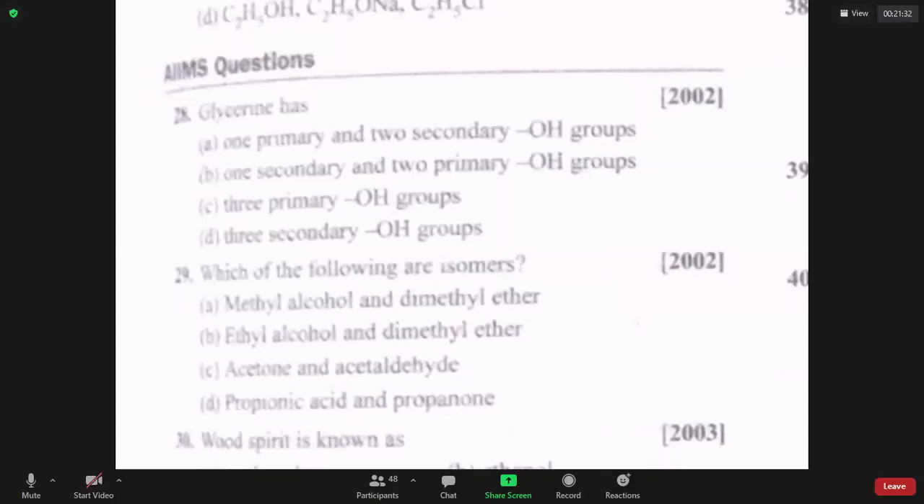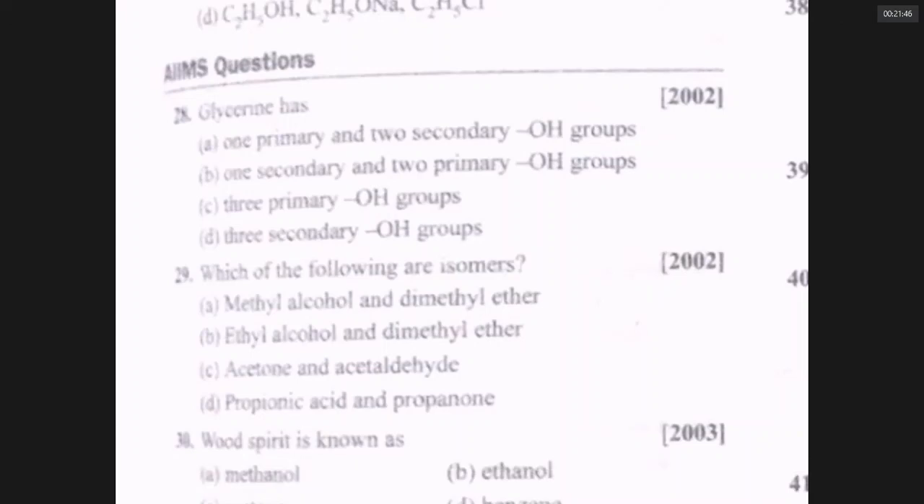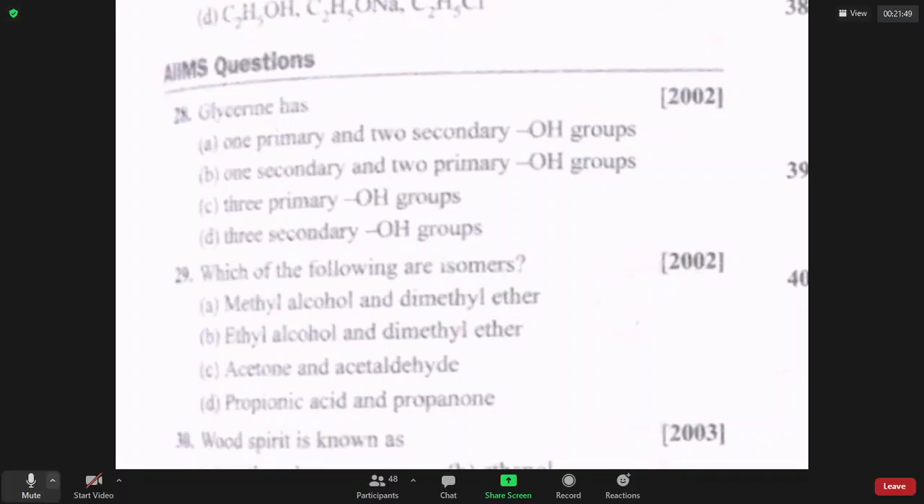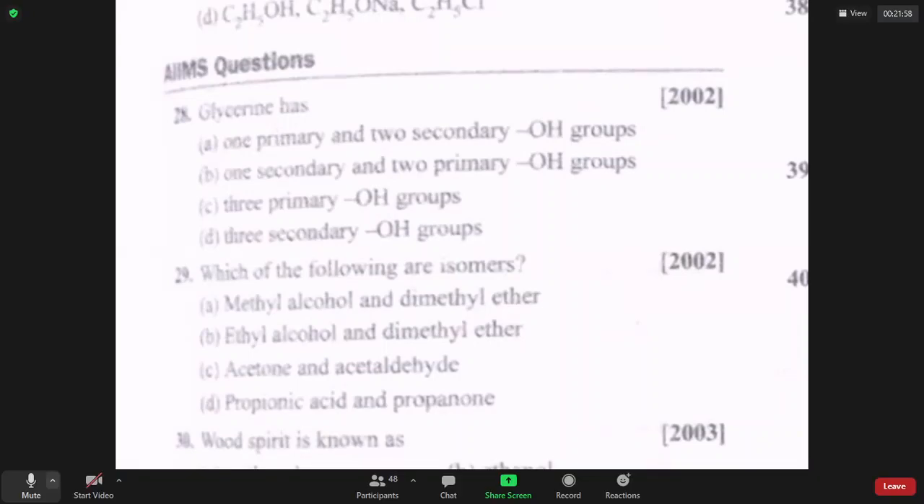Earlier it was there. So what is glycerin? Glycerin is propane 1,2,3 triol. In glycerin, the first and third carbons are primary carbons because they are linked to only one carbon. The second carbon is a secondary carbon. So it has 2 primary alcohol groups and 1 secondary alcohol group. So what is the answer, sir? Clearly, glycerin has 1 secondary, 2 primary OH groups.